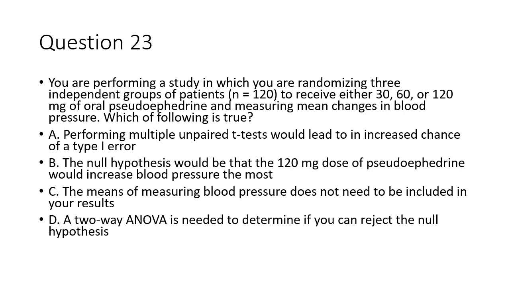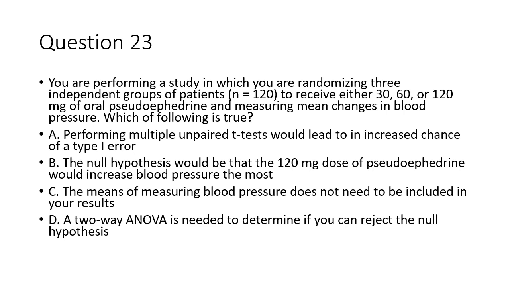C, the means of measuring blood pressure does not need to be included in your results. That's not true. You need to include how you measured it because you want to make sure it's all consistent. If you're measuring blood pressure via one arm versus another, sitting versus standing, those are all things you want to include. So how you actually got your blood pressure measurements needs to be included in the results. And then D, a two-way ANOVA is needed to determine if you can reject the null hypothesis.